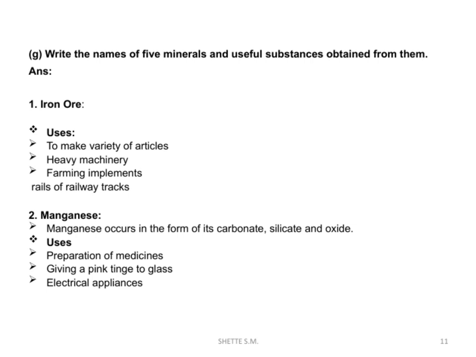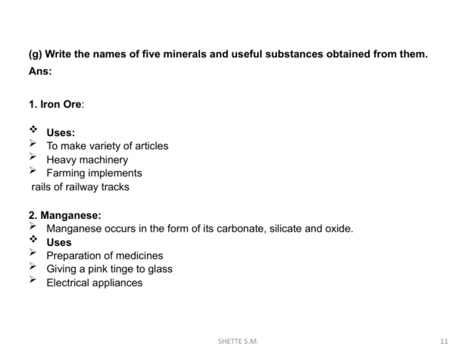First up is iron. Iron is a fundamental metal used in making a wide variety of articles, from everyday household items to heavy machinery. It's also essential in farming implements and, of course, in the rails of railway tracks, which keep trains moving smoothly and efficiently.